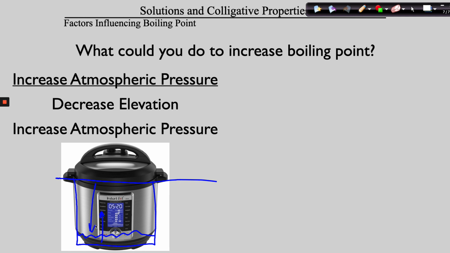And when they do, the pressure goes up. And when the pressure goes up, it's harder to boil, and the temperature goes up. And so guys, in an Instapot, the water boils at about 110 Celsius. That's hotter, so it cooks your food in an instant.